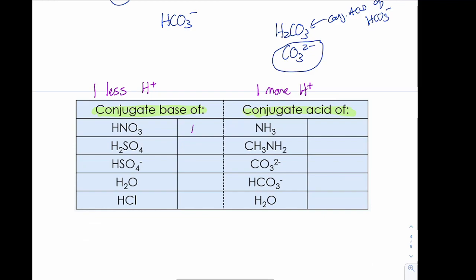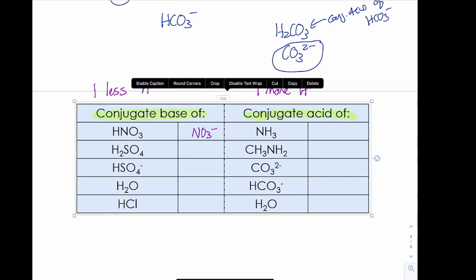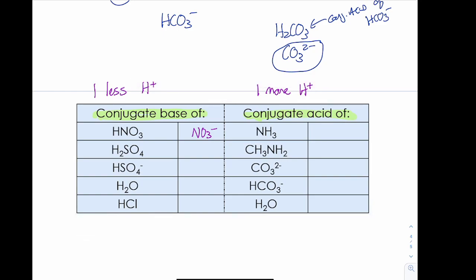So my answers for these ones, I have nitrite ions. This one, remember, you're only losing one proton, so I'm only going to take one off. So bisulfate ions, or hydrogen sulfate, sulfate 2 minus. Water is oxygen bonded to two hydrogens. When I lose H plus, I have hydroxide ions. And then chloride ions. And then again, for the conjugate acid, I'm adding a proton to it.